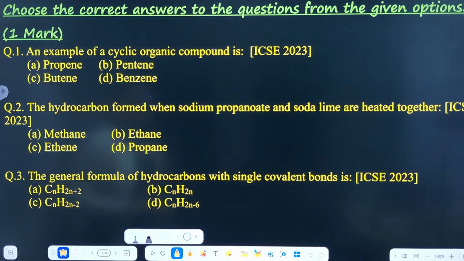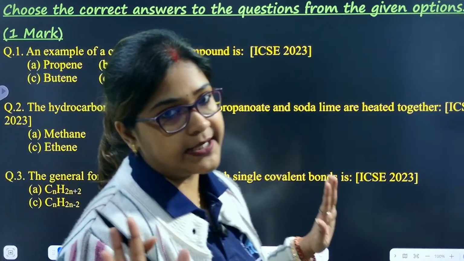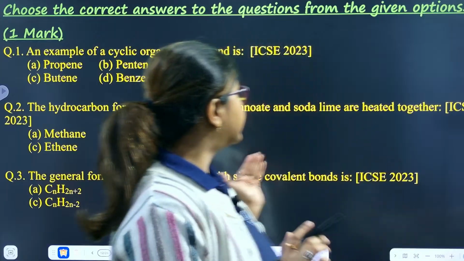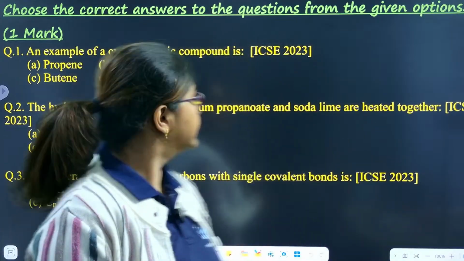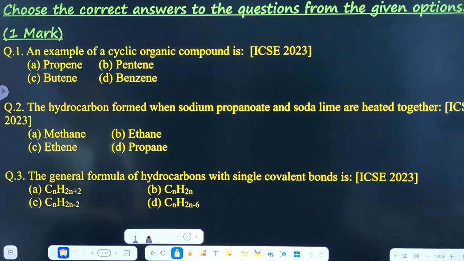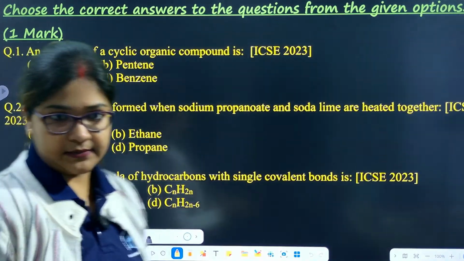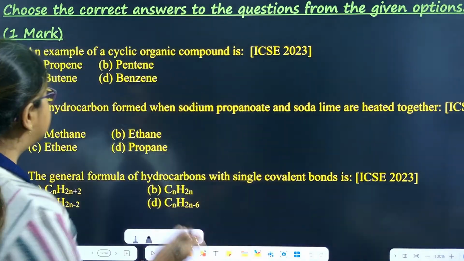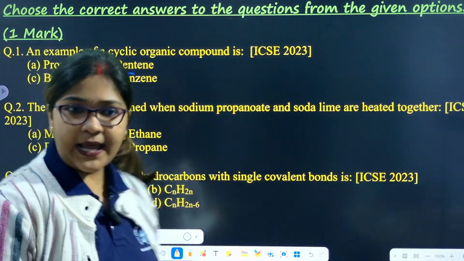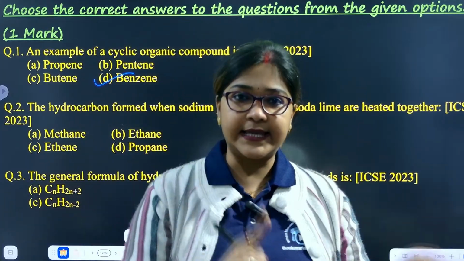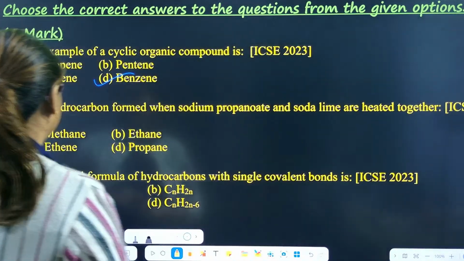Next is choose the correct answer. Now all the questions of 2024 from organic have been covered. Now let's come to 2023. An example of a cyclic organic compound: propene, pentene, butene, benzene. So quite obvious, benzene is the aromatic one and benzene is the cyclic organic compound.